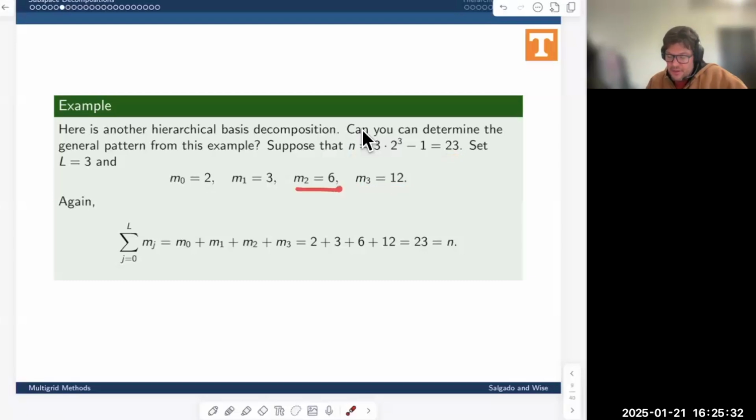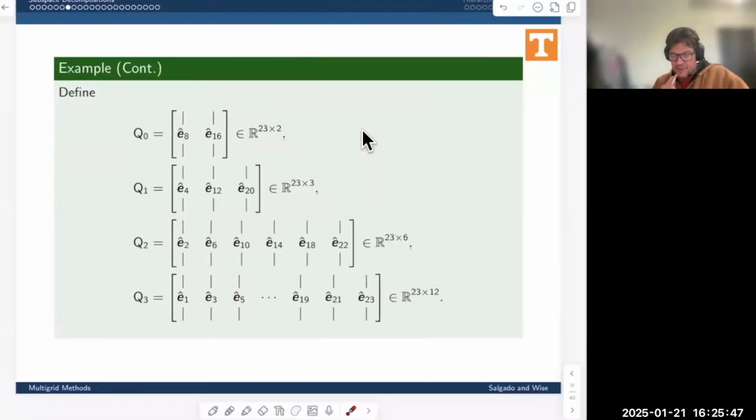Then these numbers here, I start with 2 and I skip by 4, etc. These numbers, by the way, when I sum them up, have to add up to n. Okay, as they do, they add up to 23. And here are the matrices that I need. So remember, this one is the collection of the odd indices, or these are the canonical basis vectors associated to the odd indices. Then I start with 2, skip by 4.